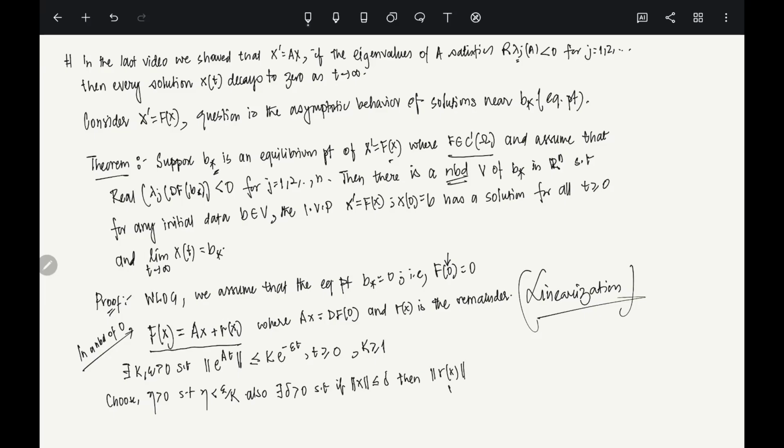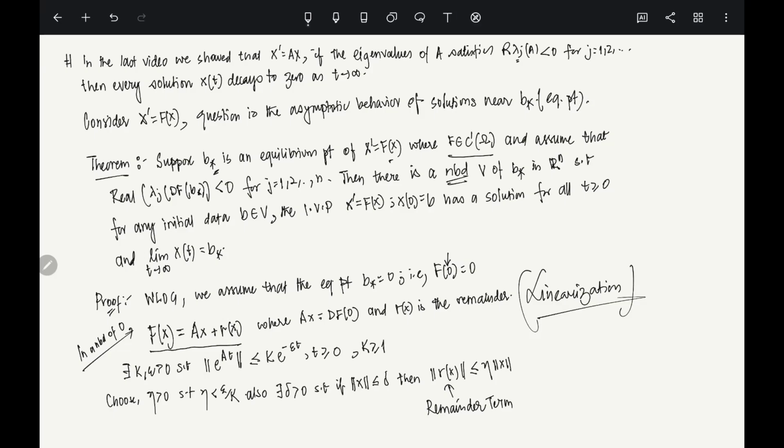you remember the remainder term. This is the remainder term of the Taylor expansion. The norm of the remainder term will be dominated by eta times norm of x. Is it okay? That's just the definition of the remainder term, right? So we can always do that.